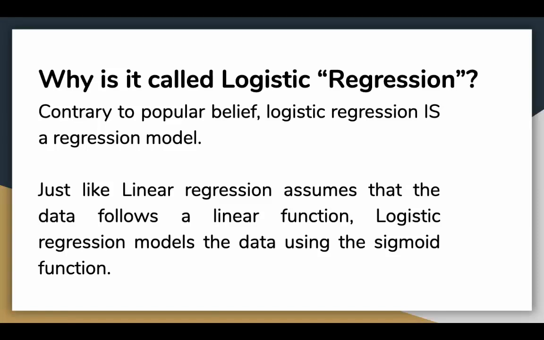Just like linear regression assumes that the data follows a linear function, logistic regression models the data using the sigmoid function. Linear regression gives you a continuous output, but logistic regression provides a discrete output. An example of continuous output would be house price prediction or stock price prediction. An example of discrete output is predicting whether a patient has cancer or not, or predicting whether a customer will click on an ad or not.